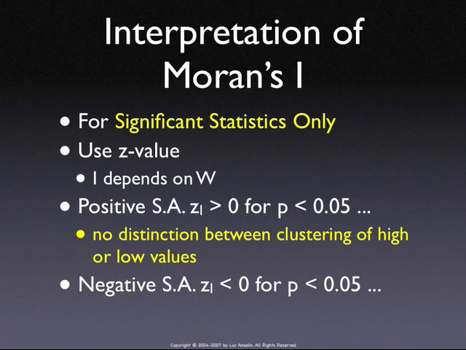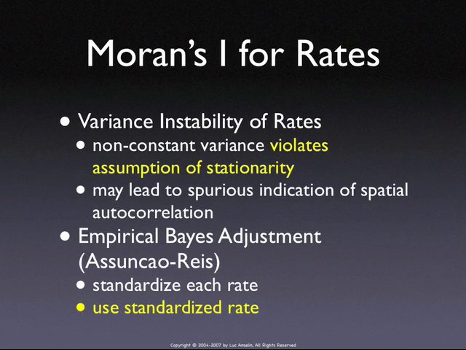To close, this is something you might want to do for your assignment. I haven't spent a lot of time on it this time, but I did last time around when we talked about the variogram and kriging, this basic notion of stationarity. It means constant mean, constant variance. When you have proportions or rates, the variance is not constant. The variance depends on how many population at risk you have. Let me give you an example.